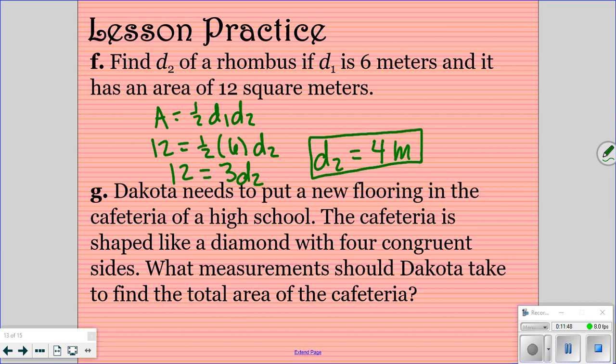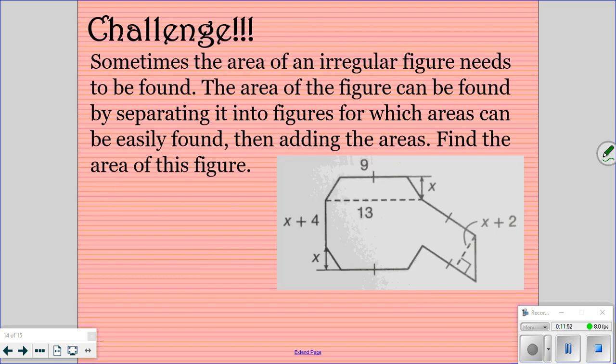So hopefully you got most of those correct. We're going to look at a challenge question for today. See if you can find the area of this figure. Your answer is going to be in terms of x. It's not just going to be a number. So y'all try this one, and then I'm going to go over it.